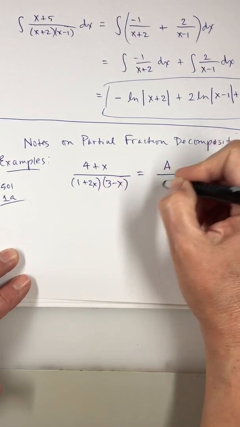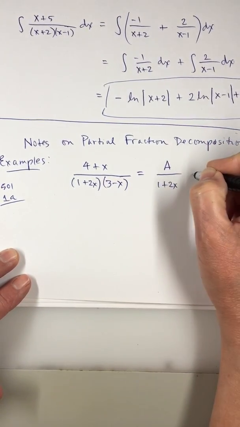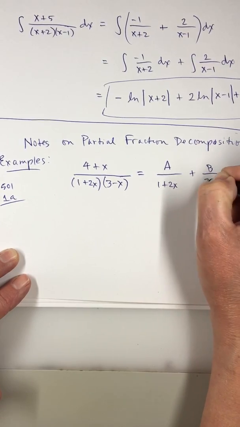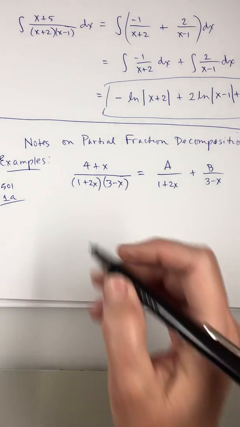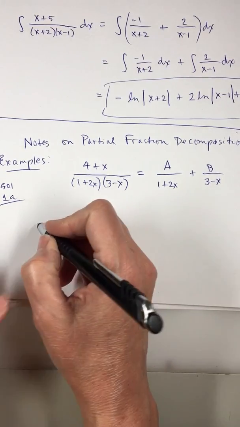It would be A over 1 plus 2x plus B over 3 minus x. And on this problem, that's all they wanted. Write it out, the very first step you would do for partial fraction decomposition, and the direction said do not determine what A and B are. Do not determine the numerical coefficients. And for 1b, I have this.